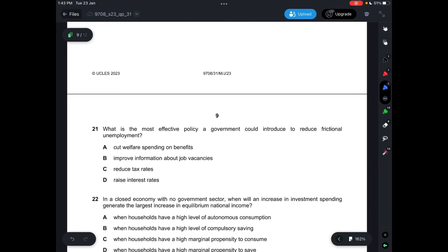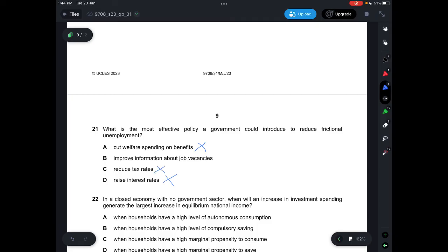Question 21. What is the most effective policy a government could introduce to reduce frictional unemployment? Frictional unemployment is when people are unemployed because they want to switch from one job to another. A says cut welfare spending on benefits, which is not going to help. D says raise interest rates. If you raise interest rates, then people will end up spending less. And C says reduce tax rates, which would result in less government income.